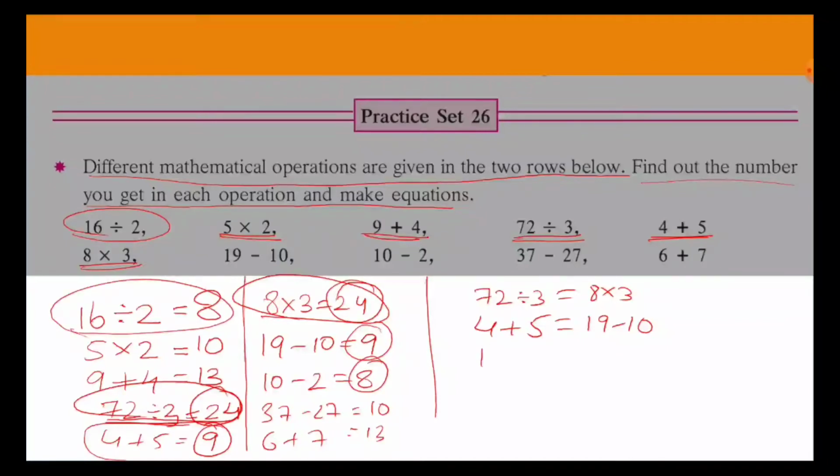16 divided by 2 is nothing but 8. Okay, and 10 minus 2 is also 8. So these two are equations. These two both are equal.